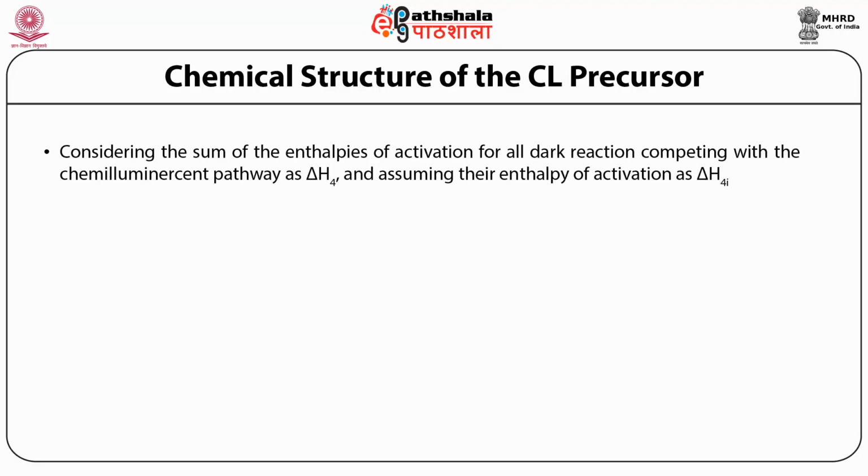So let's consider the sum of the enthalpies of activation of all dark reactions competing with the chemiluminescent pathways as delta H4, and assume their individual enthalpies of activation as delta Hi. The chemiluminescence will only occur when delta H4 is less than delta H4i. That means the sum of enthalpies of activation of all dark reactions should always be less than the enthalpy of activation.